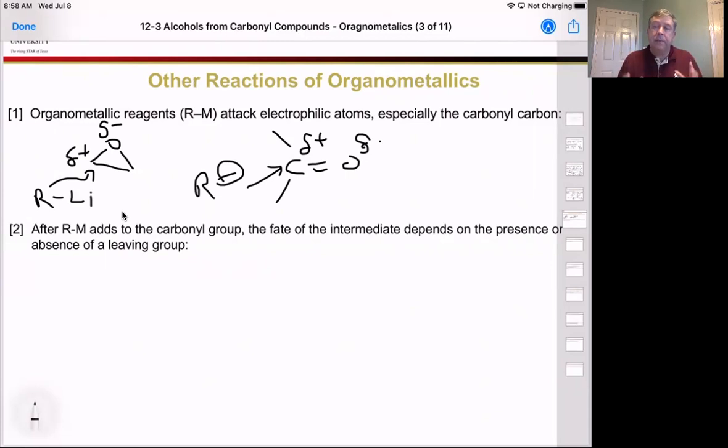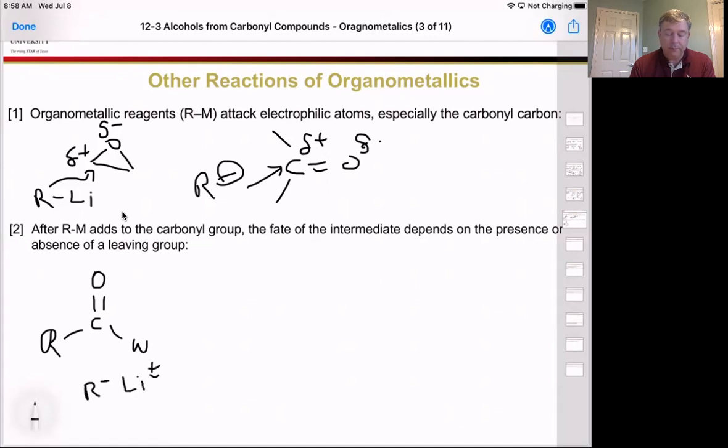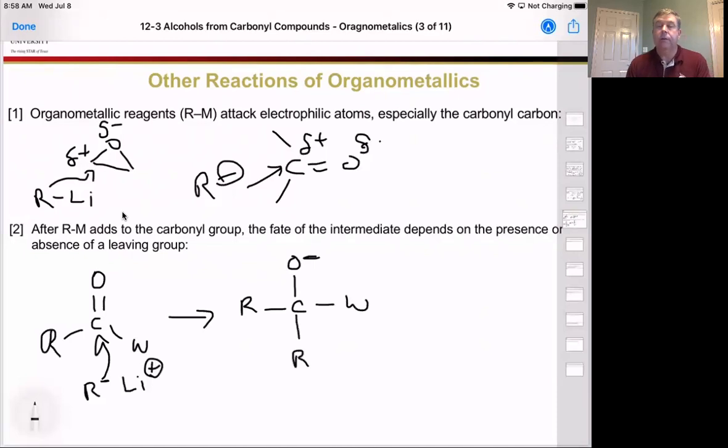What happens next depends on what kind of groups you have on your compound. So for example, if we have a carbonyl compound here, and we're going to put any R group here and then some other group here, okay? Just some random group, and we're going to react that with our alkyl lithium reagent here. And when it comes in and attacks, we can do one of two things. Well, the first thing it's going to do is form our tetrahedral intermediate, giving us our anion right here, our new sigma bond with our nucleophile, and we'll have our other group attached here.